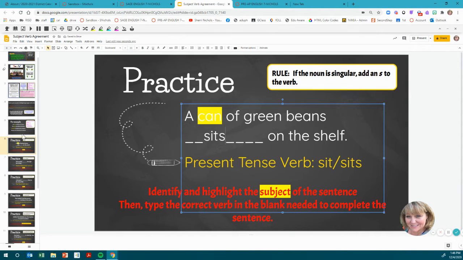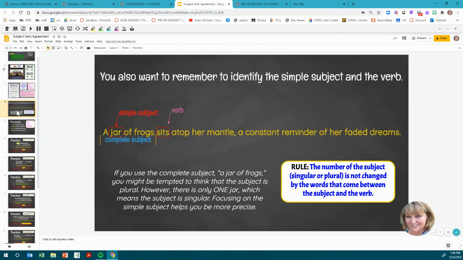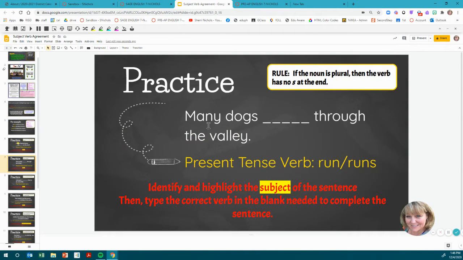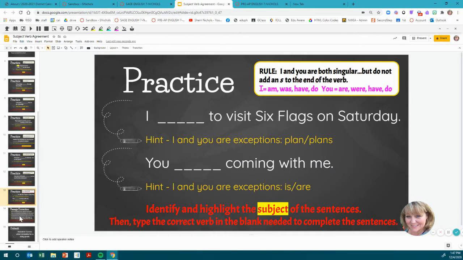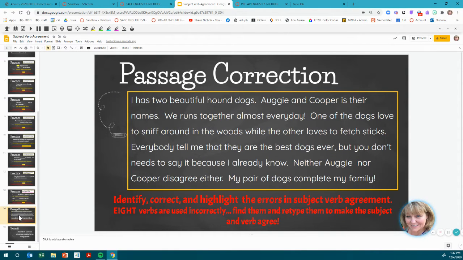What you do for this? You'll go through and do that for the rest of these through 13. And then on 14, you want to do a passage correction. You're going to identify, correct, and highlight the errors in subject-verb agreement. So there are 8 verbs that are used incorrectly. Find them, retype them to make the subject and verb agree.